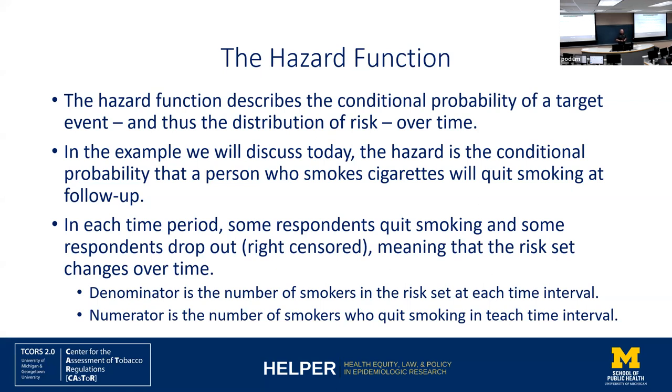And that means that the risk set does change over time. So it's not as simple as just reshaping the data set so everybody has four rows of data. We're making it unbalanced. So we have people in the risk set for the time periods that are at the greatest risk. And the denominator when we set up the models like this is the number of smokers in the risk set at each time interval. The numerator becomes the number of smokers who quit smoking in each time interval.